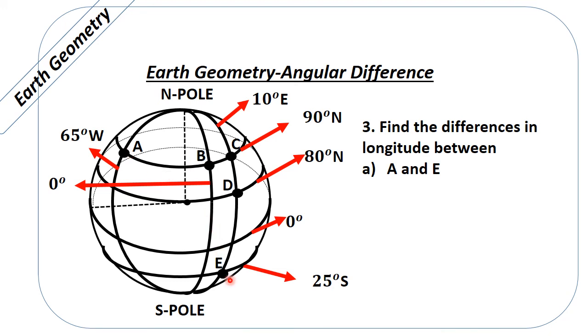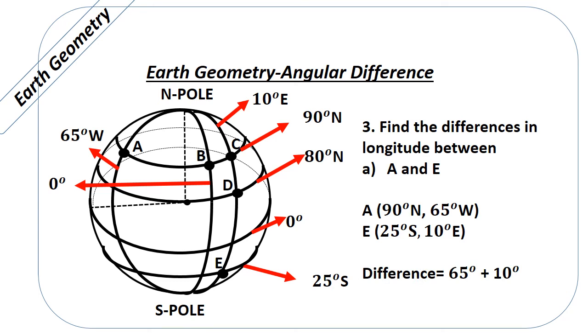So what is the longitude of A? What is the position of A? A is 90 degrees north, 65 degrees west, and E is 25 degrees south, 10 degrees east. We are concerned with the longitudes, these ones. The longitudes are different. One is west, the other one is east. Even from the diagram, using the 0 degrees meridian, this one is this side, the other one is this side. So that means we add. The difference is just the summation, 65 plus 10, which gives us 75.